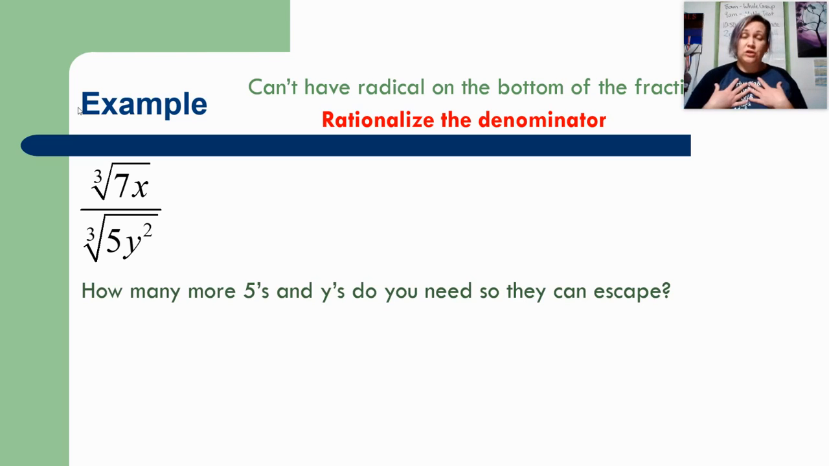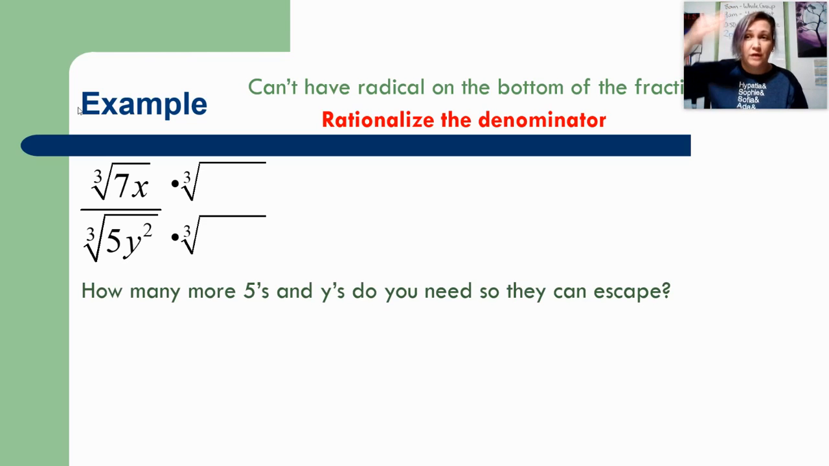So we are going to multiply the top and bottom by a cube root because we want to keep that index the same. And as long as you're multiplying the top and bottom of a fraction by the same thing, it's totally legit. And what we're going to do is multiply by as many 5s and y's as I need so that they can get out of that radical.